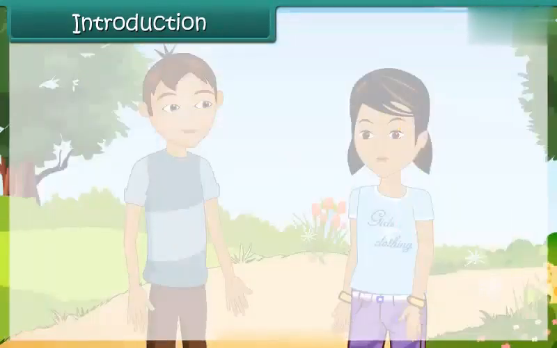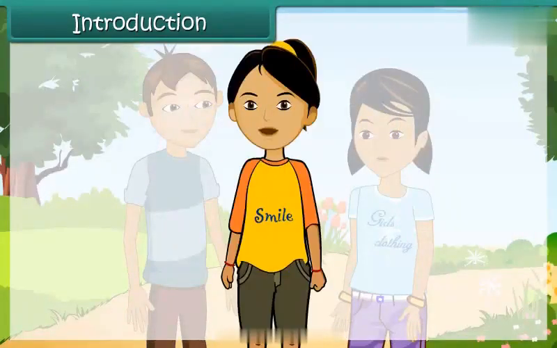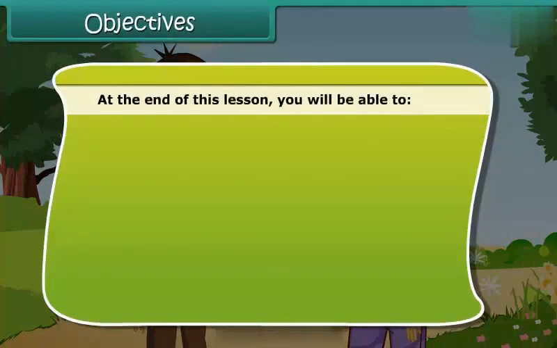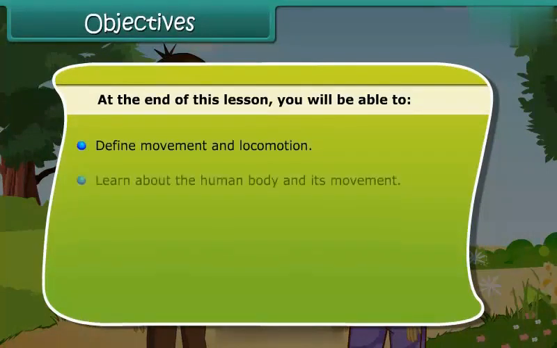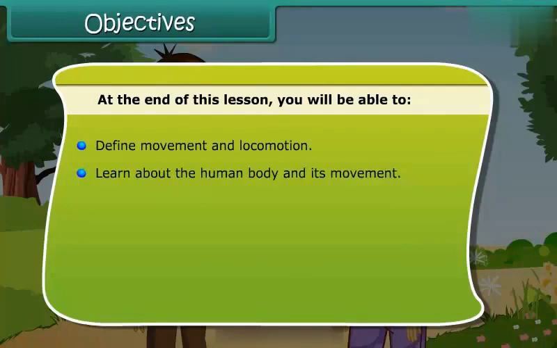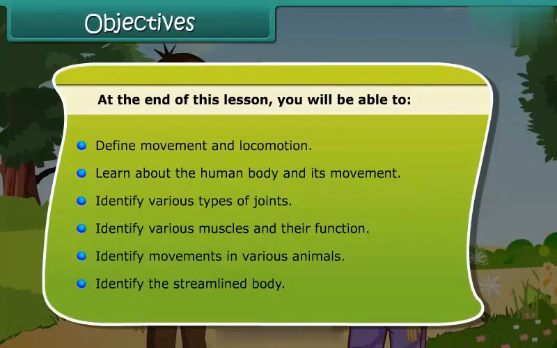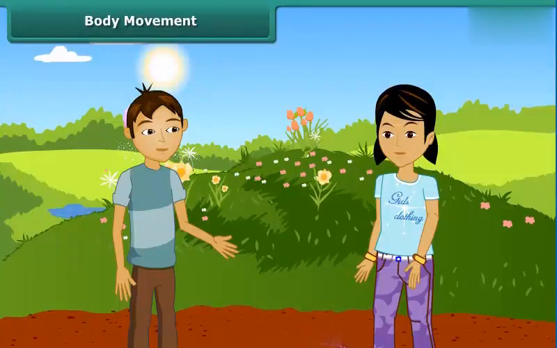Children, in this lesson, we will learn about body movement and the difference between movement and locomotion. Objectives. At the end of this lesson, you will be able to define movement and locomotion, learn about the human body and its movement, identify various types of joints, identify various muscles and their function, identify movements in various animals, and identify the streamlined body.